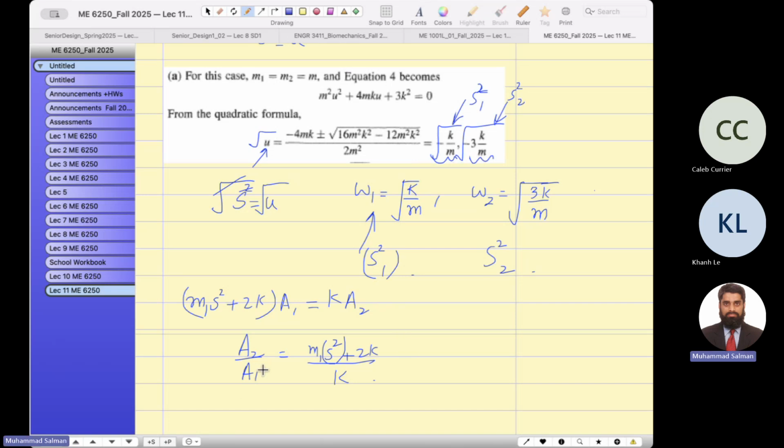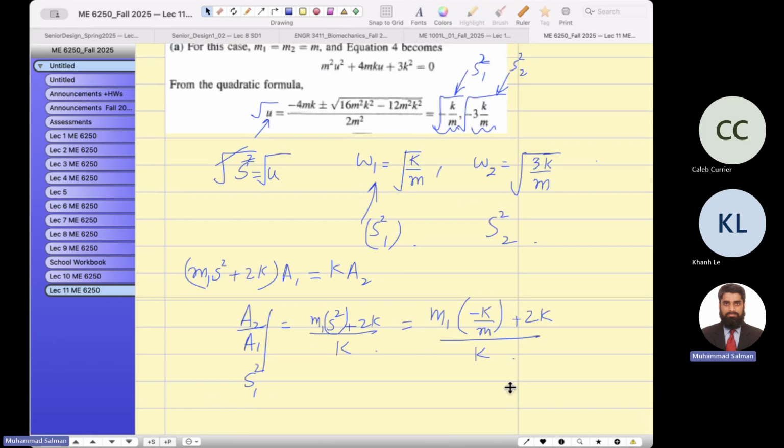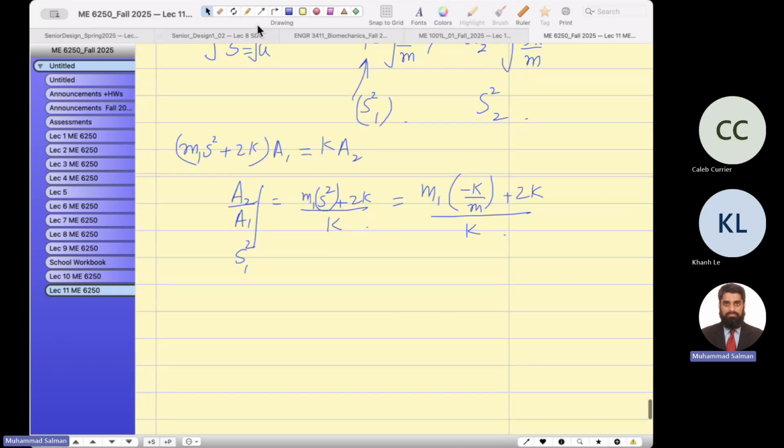So let's plug in for omega s square 1. Can I write down m times negative k over m, plus 2k, whole divided by k? Let's simplify this so you can find the ratio. M is cancelled by this m, 2k minus k becomes k, and k over k is plus 1. When you see it is plus 1 with this frequency, the first fundamental frequency, it means both are moving in the same direction from the datum line, A1 and A2.